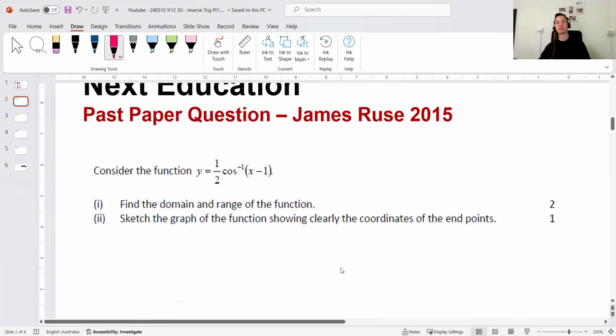James Ruse, right? So James, this question here is a classic breakdown. They give you an inverse graph that is manipulated, transformed. And then they ask you to find domain and range and then sketch the graph. Now, the technique that I always tell my students is firstly find domain and range and then use a box method to sketch. I'll show you what I mean.